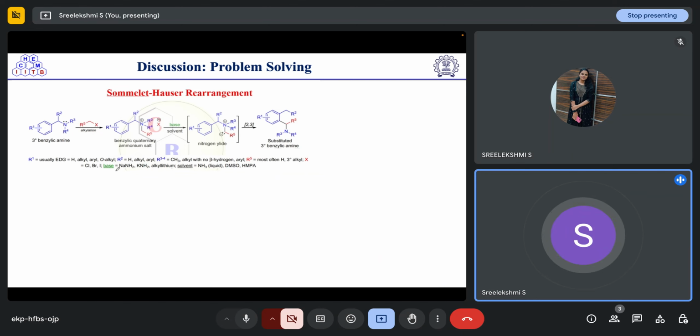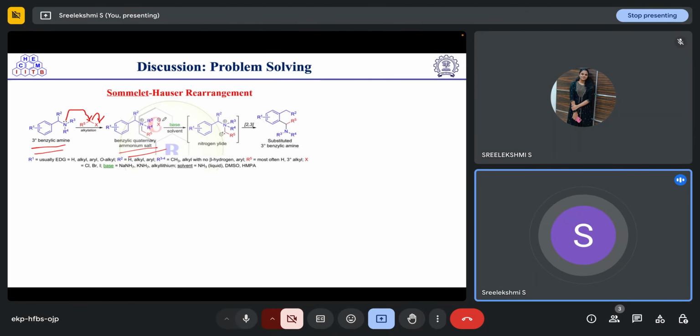Moving to the next reaction, which is a rearrangement to an electron-rich carbon atom, that is the Sommelet-Hauser rearrangement. So in Sommelet-Hauser rearrangement, what is happening is that this tertiary benzylic amine is getting alkylated. That is, nitrogen will attack over this center, the nitrogen lone pair is attacking over this, and X minus is leaving to form this benzylic quaternary ammonium salt.